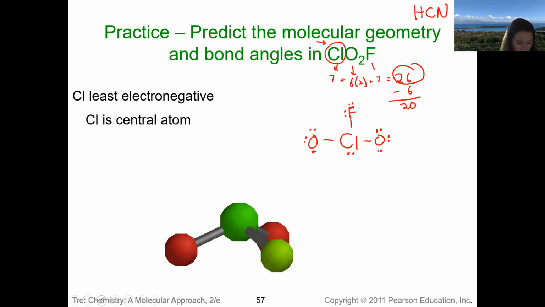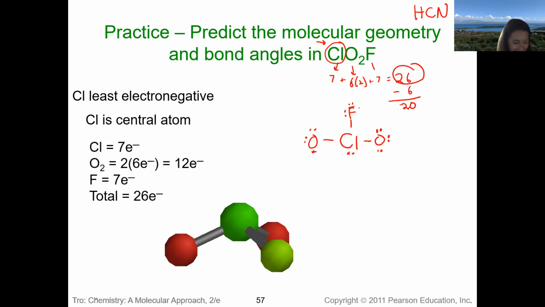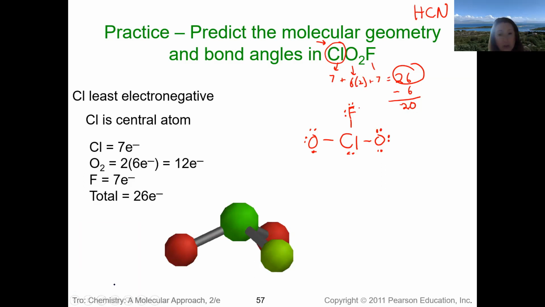So if we look here, we have 26. We're just going to say, yes, we've got 26. Okay. Let's check what we've got. So you see how the Lewis structure is so important? Because if your Lewis structure is wrong, then your shape is wrong, and then your bond angle is wrong, right?